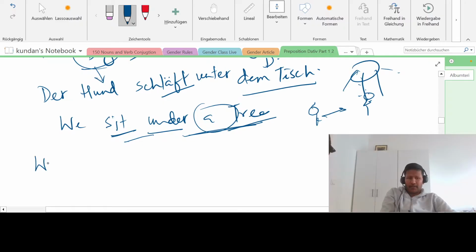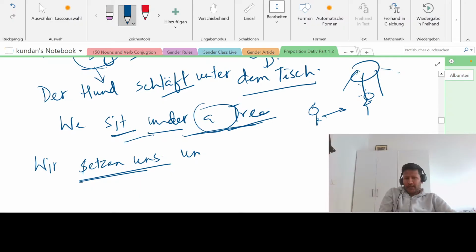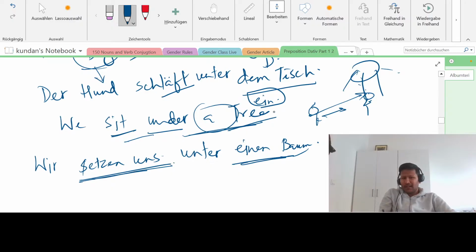So how will we make the sentence? We will say: wir setzen uns unter einen Baum. This is einen Baum, ein Baum in accusative. This is in accusative because we are going from here and sitting under the tree, right? So we will say wir setzen uns. If I say we are sitting already, then this will be unter einem Baum. This ein will change to einem.